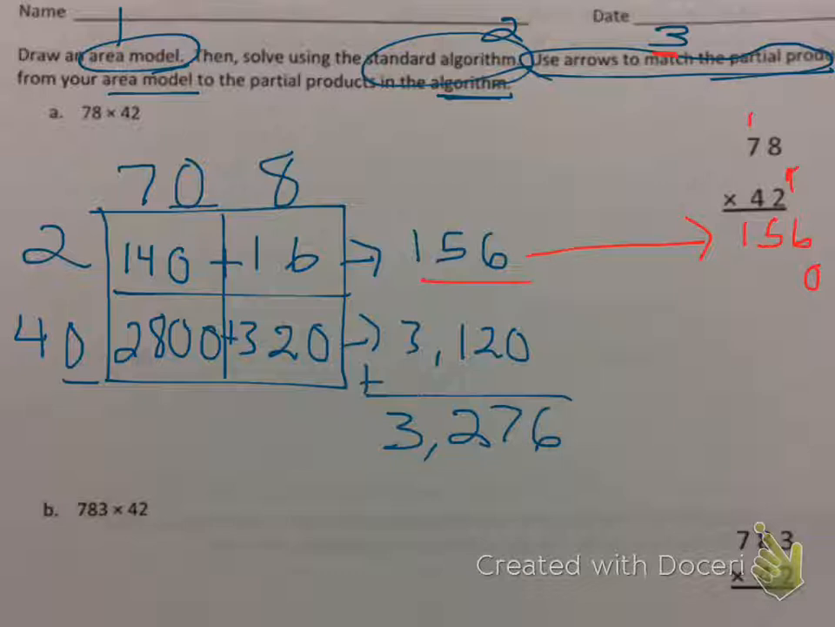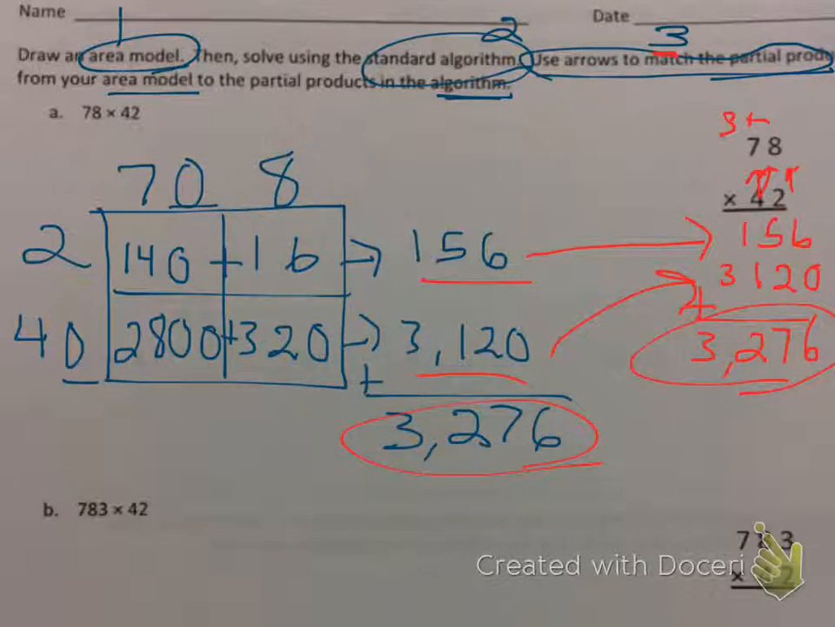Then I put a 0 as my placeholder and I continue to multiply. 4 times 8 is 32. So I put a 2 down here. I carry my 3. 4 times 7 is 28, and I add 3 to make 31, which, look, is my other partial product. So I draw an arrow. Then I add my 2 partial products. 6 plus 0 is 6, 5 plus 2 is 7, 1 plus 1 is 2, and 3 plus nothing is 3. And I look to make sure both of my answers are the same, and they are. So I know I did it right.